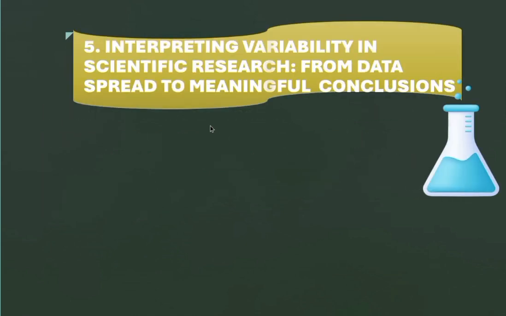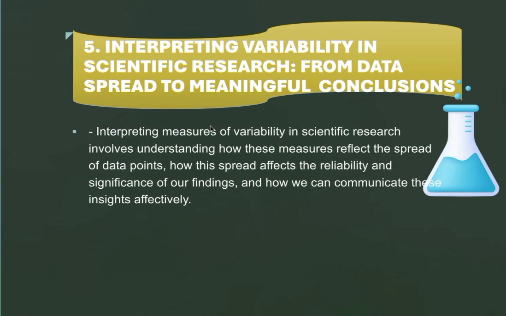Fifth, interpreting variability in scientific research: from data spread to meaningful conclusions. Interpreting measures of variability in science research involves understanding how these measures reflect the spread of data points, how the spread affects the reliability and significance of our findings, and how we can communicate the insight effectively.